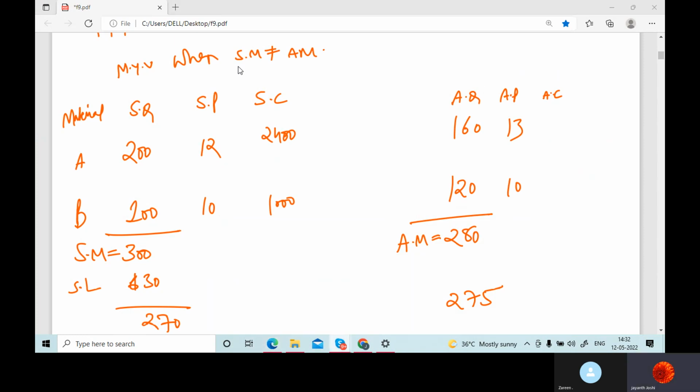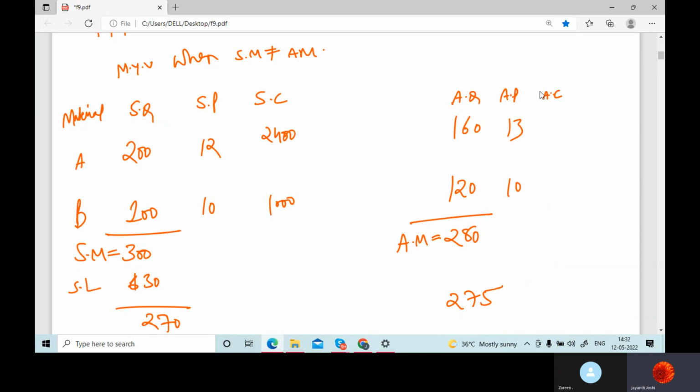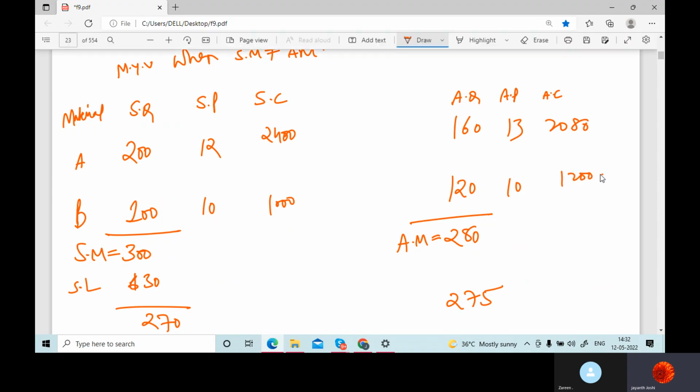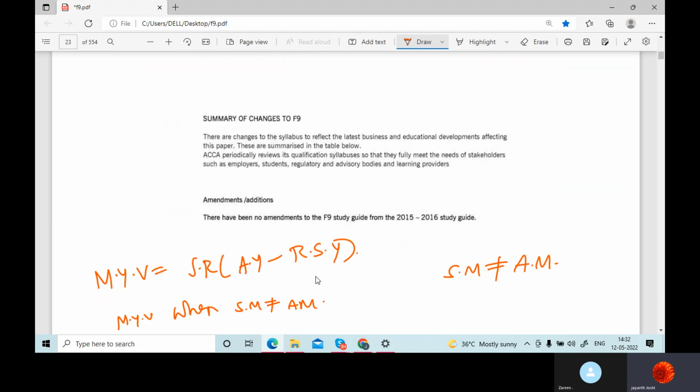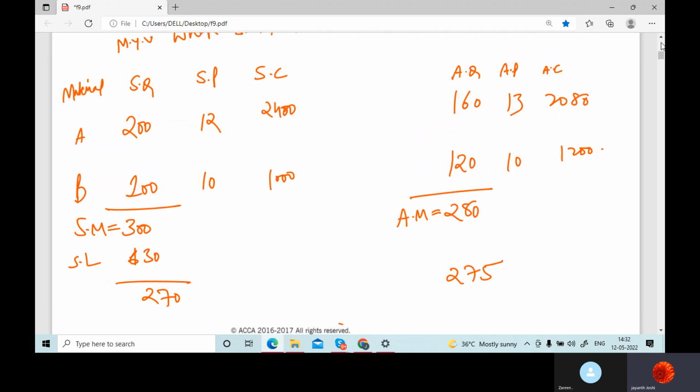So you can see that standard mix is not equal to actual mix. Actual cost is 13 and 10. So we will multiply this and find out 160 into 13, and then 120 into 10 is 1200. Now, as our formula says, you have to find out the revised standard. We can do that in a very simple way.